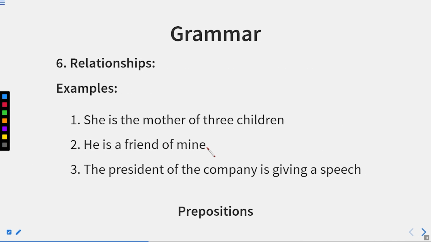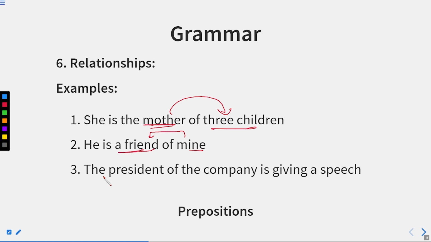To show the relationships. She is the mother of 3 children. So, what is the relationship of this lady with these 3 children? She is the mother of these 3 children. So, this is showing the relationship. He's a friend of mine. We can also say he's my friend. That is also correct. And he's a friend of mine. It means I'm emphasizing, I'm showing that he's a friend of mine. So, this is showing the position that this friend is mine.